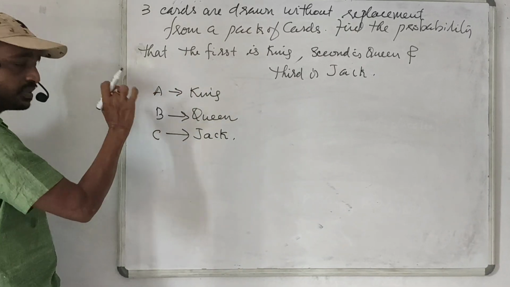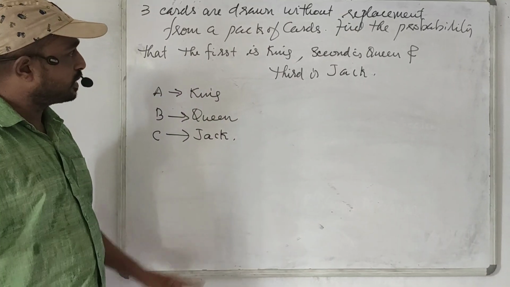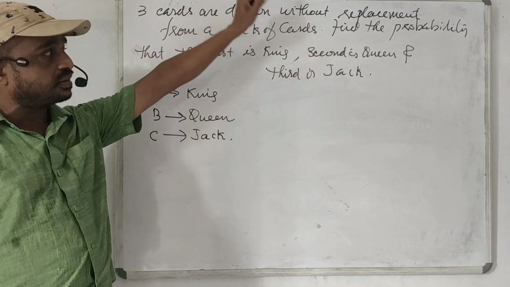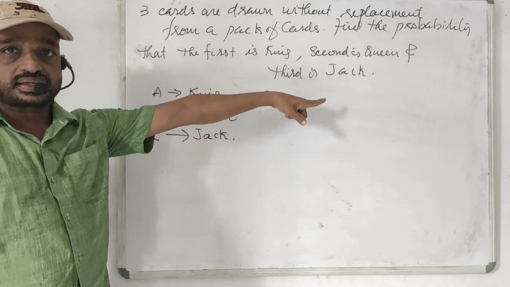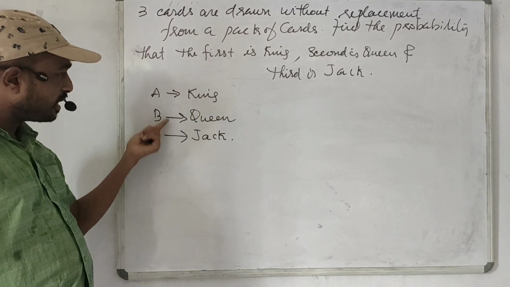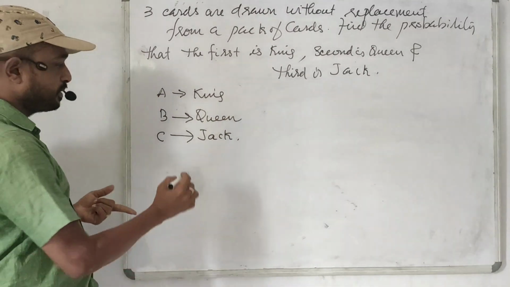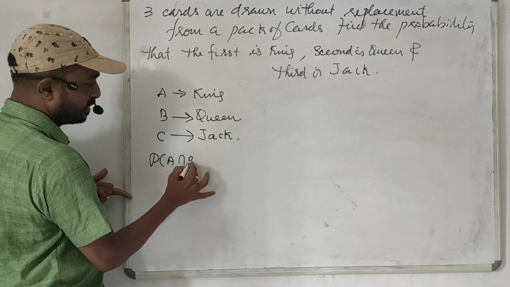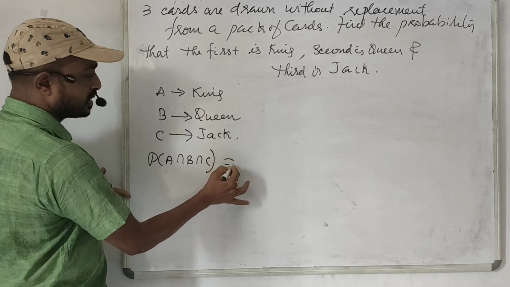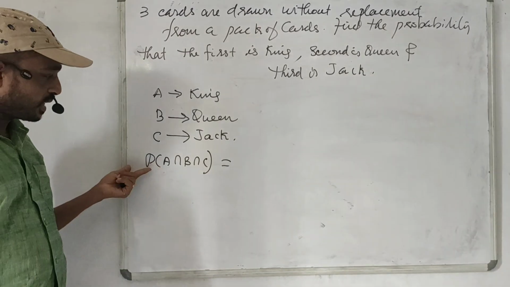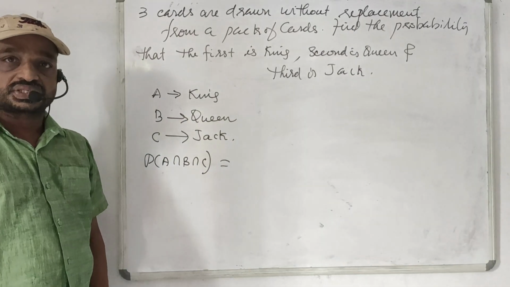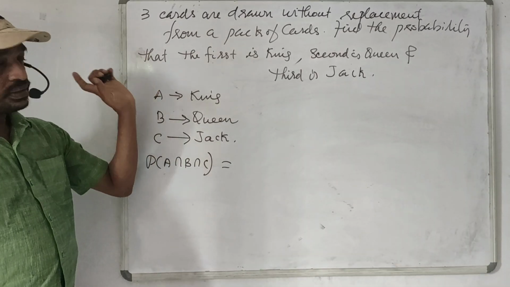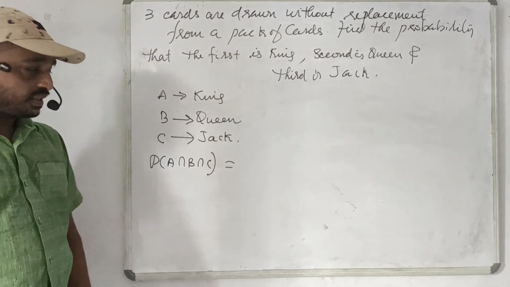These 3 events should happen. So the first should be king, and the second is queen, and the third should be jack. That means these 3 events should happen. That means you will have to calculate P of A intersection B intersection C. And we know that in order to calculate it, we can make use of the multiplication rule of probability.